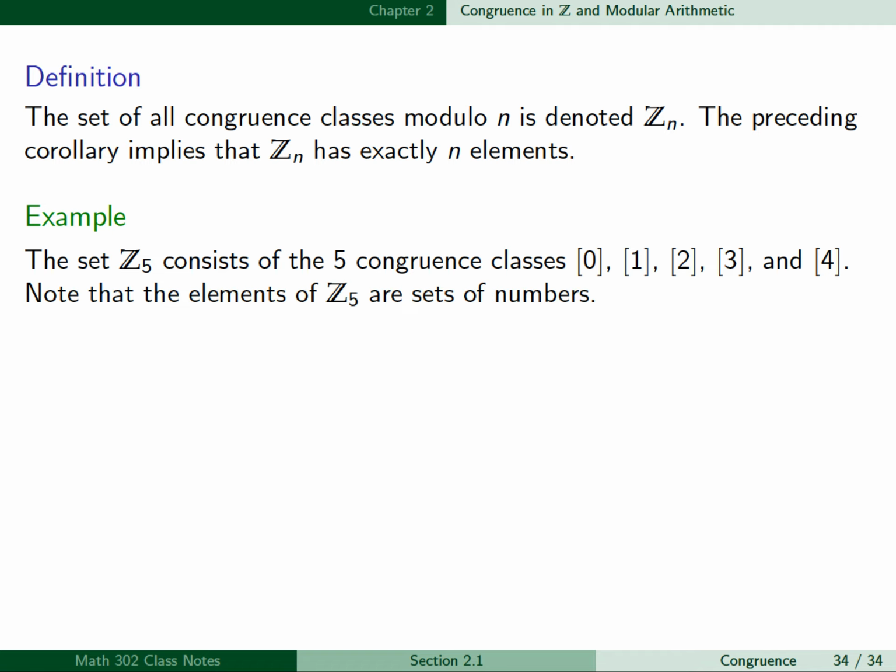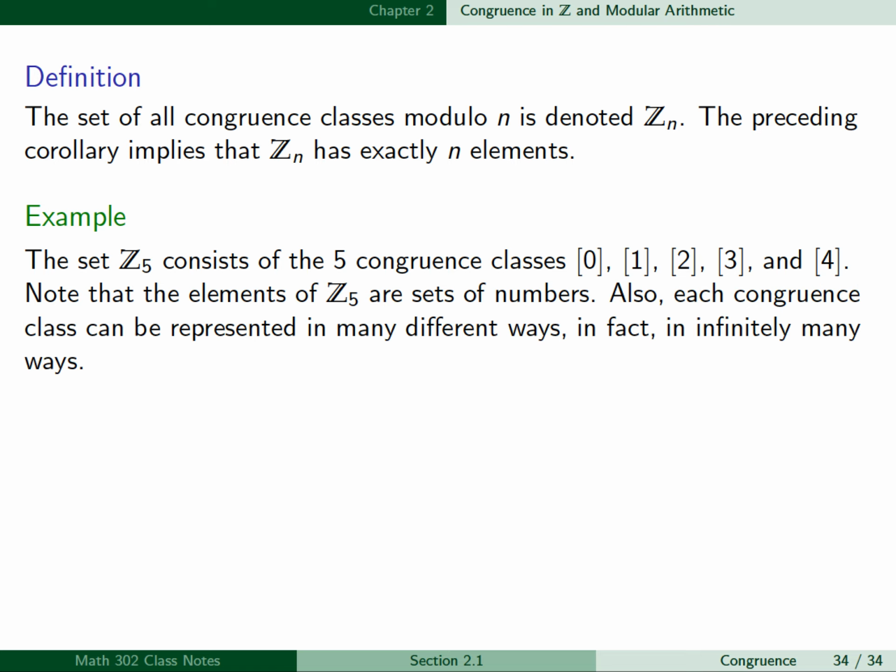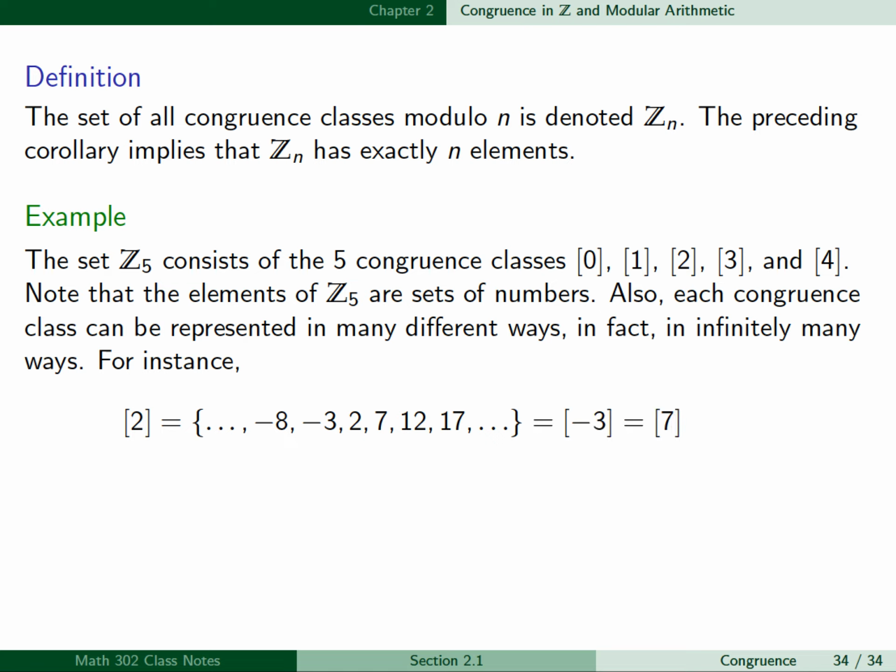Now note that the elements of Z5 are sets of numbers. Also, each congruence class can be represented in many different ways, in fact in infinitely many ways. For instance, the class of 2, which contains -8, -3, 2, 7, 12, 17, and so on, can be written as the class of -3, or the class of 7, or the class of 32. So in fact, any element which belongs to the congruence class can be used as the class representative.